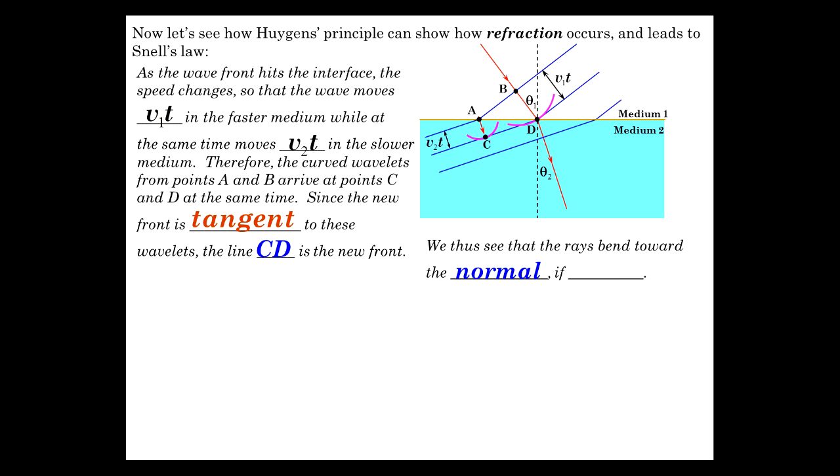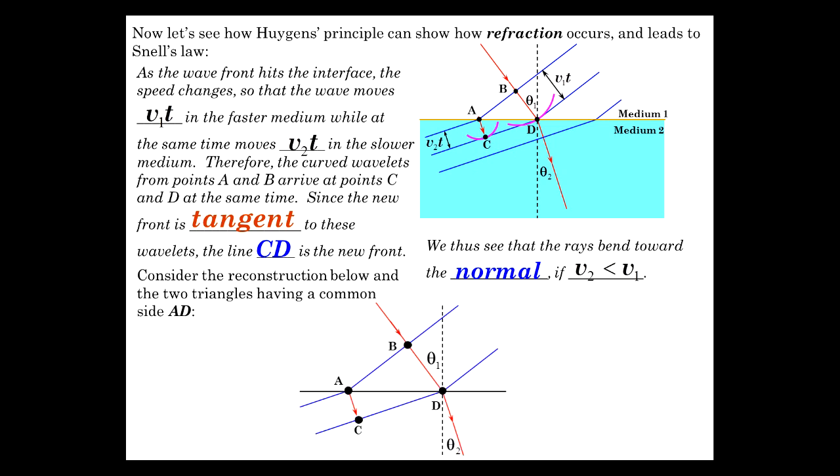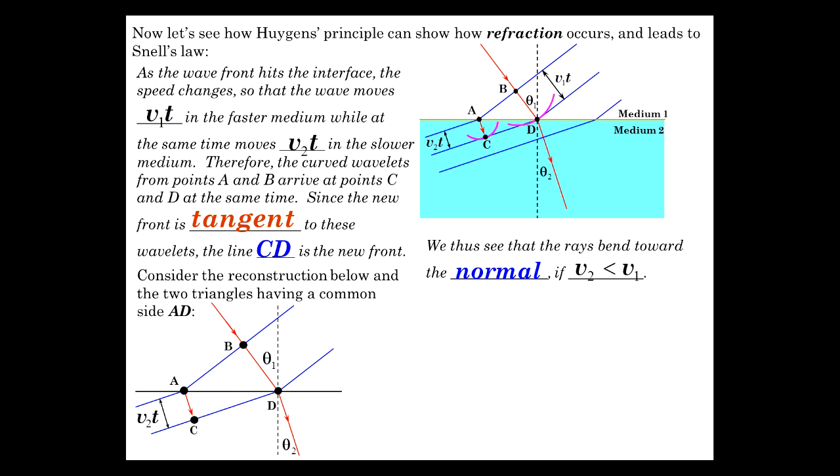And the rays bend toward the normal. You can see why, as it bends down like this, you're really bending toward the normal. The ray is perpendicular to the front here, okay? That happens if the second velocity is slower than the first velocity. Now, just doing a little geometry again, this will be a recapitulation from what we did with waves in general. Let's look at this geometry again.